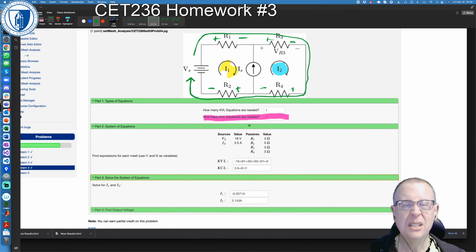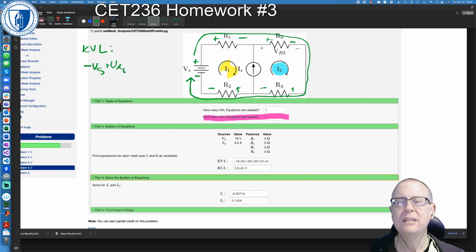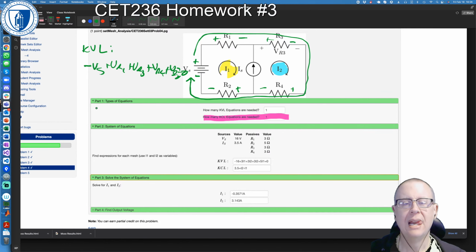Okay, so the KVL equation, let's have a look at it. KVL for the supermesh is going to be minus VS, because I'm going into the minus side of the VS, plus VR1 plus VR3 plus VR4 plus VR2 equals 0. Okay, VS is 16, so it's minus 16.